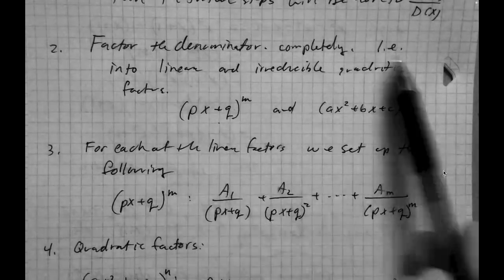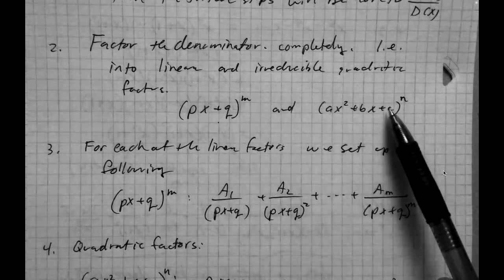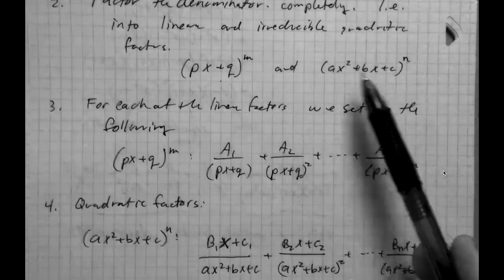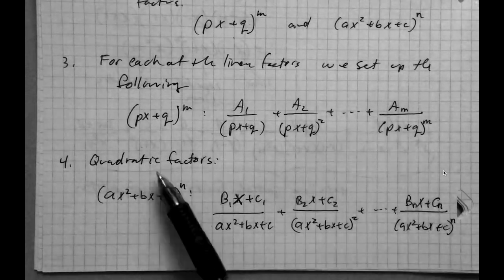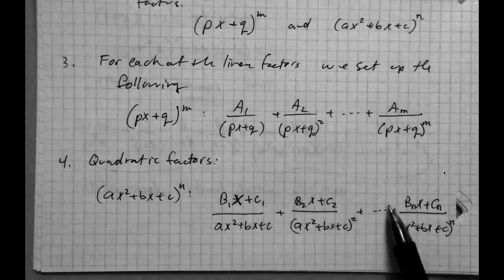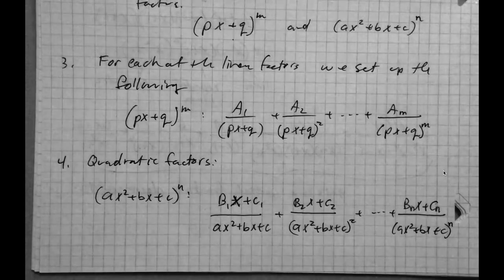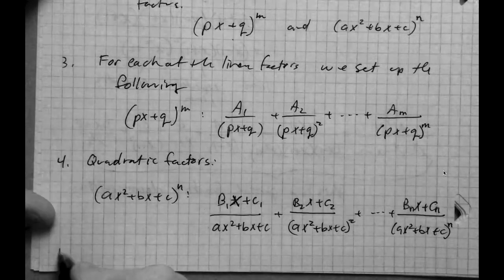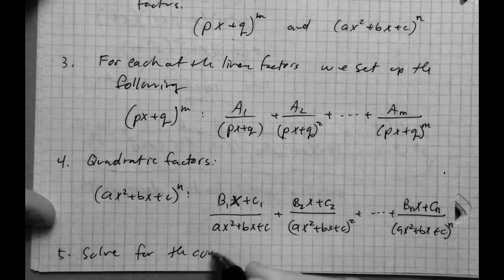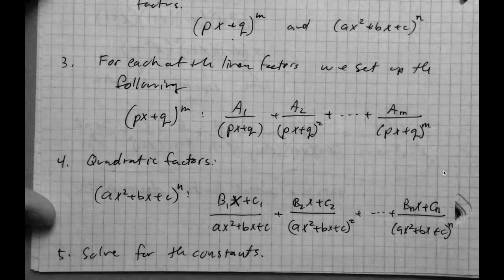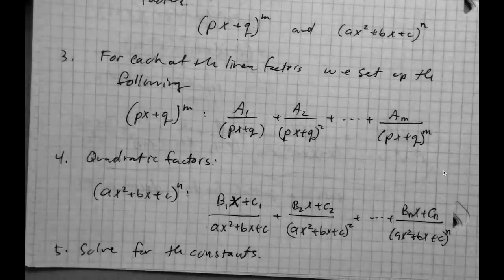Okay, and then you want to factor the denominator completely. You've got to figure out what the linear factors are and the quadratic factors, if there are any. And then for each linear factor, you set up this sum, and for each quadratic, you set up this sum. And then, of course, I didn't write it in here, step 5, solve for the constants. That's kind of obvious, but I failed to state the obvious in this case.